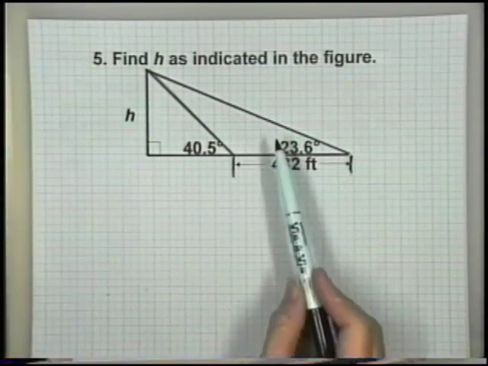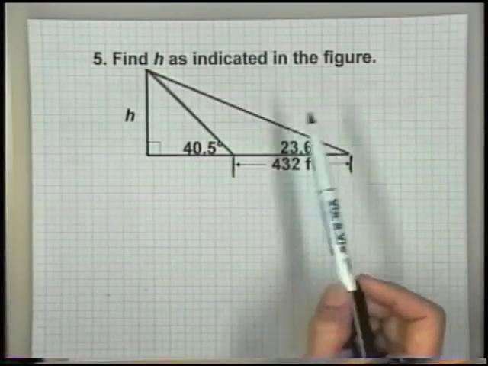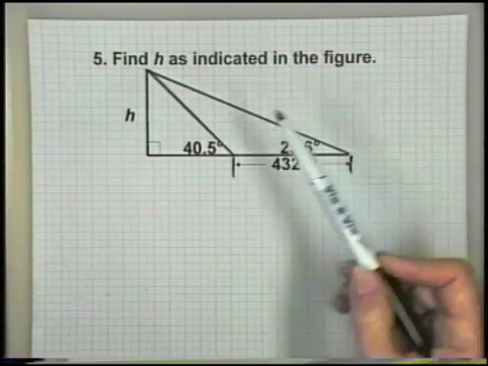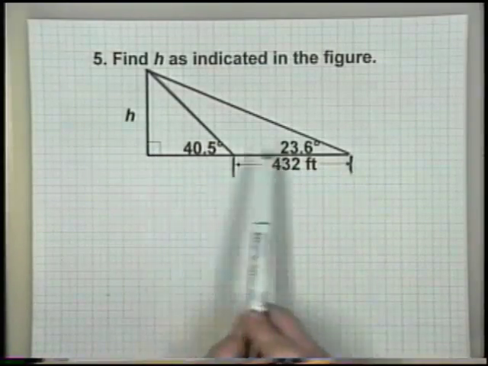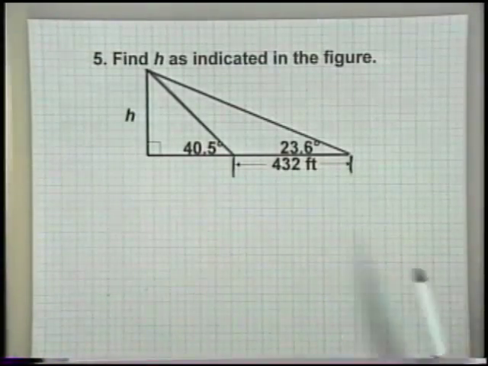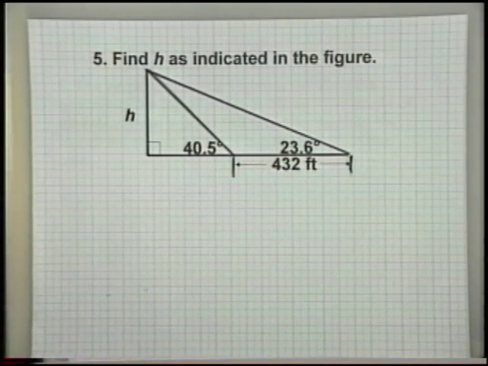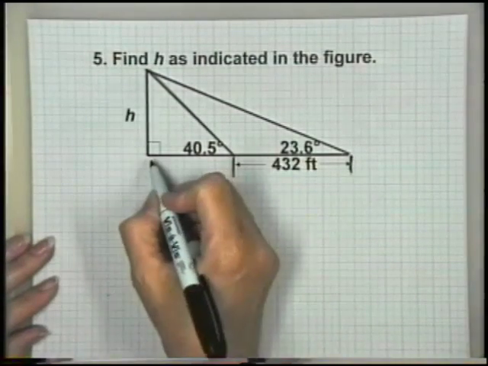Well, the problem here is we're used to working problems where we have, say, this angle and know the length of this whole side, and then find h. That's no big deal. But we don't have that in this case. So here's what we have to do.